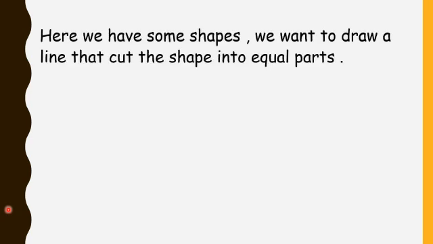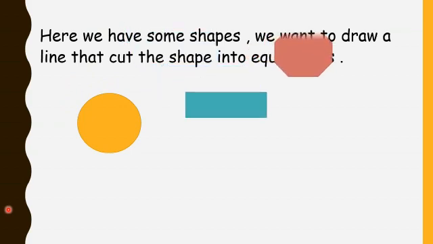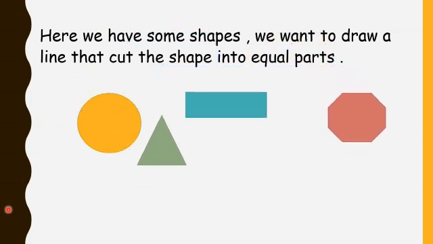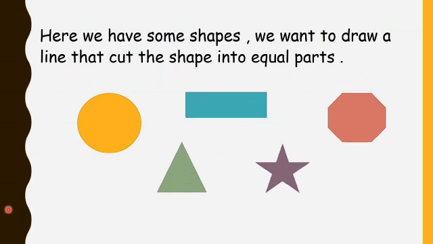Here we have some shapes. We want to draw a line that cuts the shape into equal parts. We have a circle, rectangle, hexagon, triangle, and star. Let us start with the circle. This line cuts the circle into two equal and identical parts.